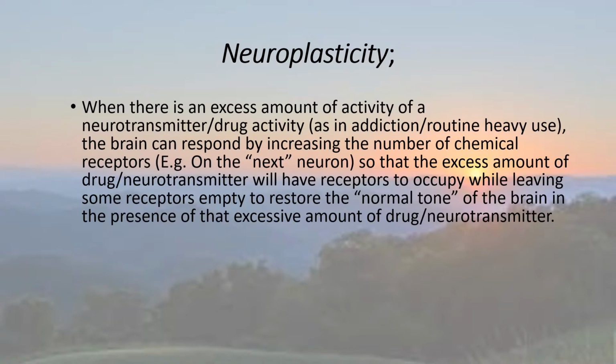When there is an excess amount of activity of a neurotransmitter or drug, as in the addiction or a routine heavy user, the brain can respond by increasing the number of chemical receptors, e.g. on the next neuron, so that the excess amount of drug or neurotransmitter will have receptors to occupy while leaving some receptors empty to restore the normal tone of the brain and the neurons in the presence of that excessive amount of the drug or neurotransmitter. This is a natural compensatory homeostatic mechanism. This causes tolerance, the situation where the same dose of the drug has less of an effect, such that more drug is needed to maintain the desired effect.